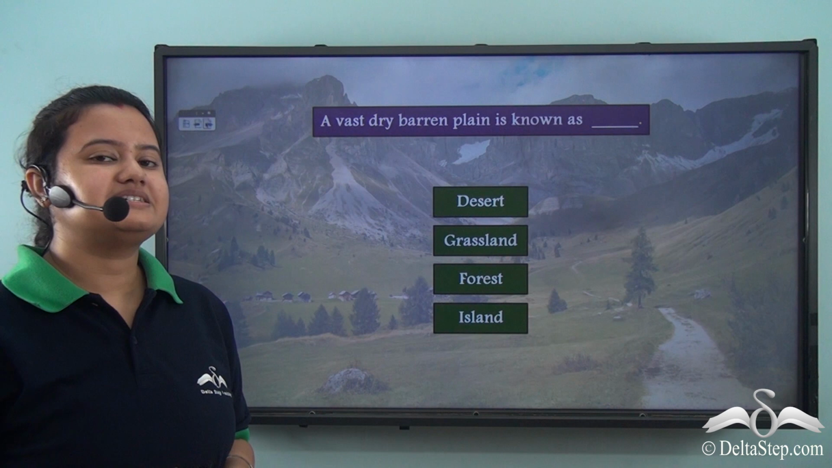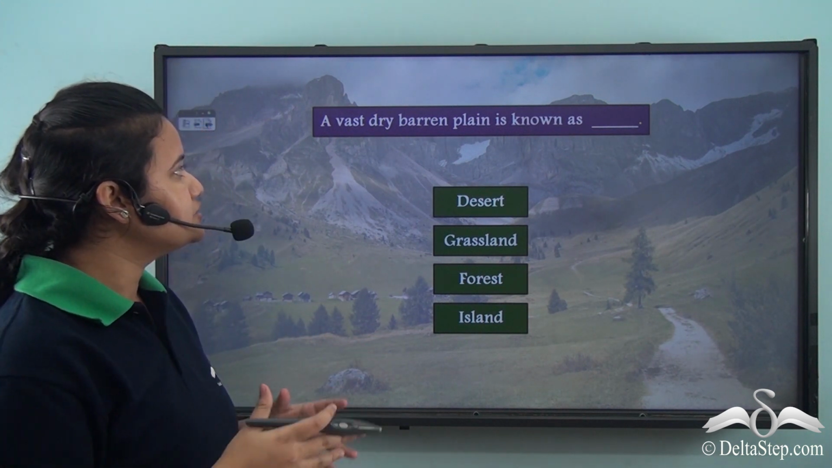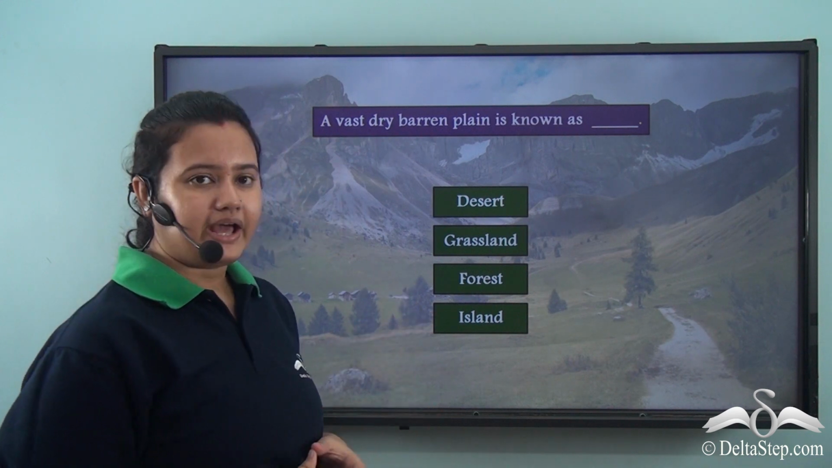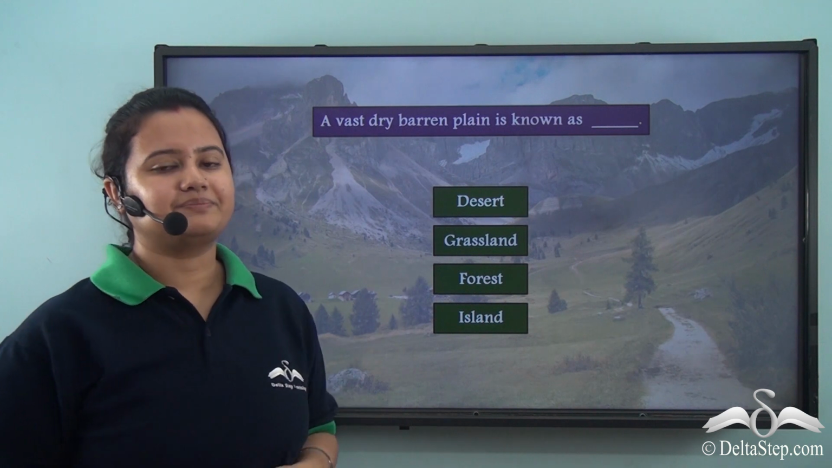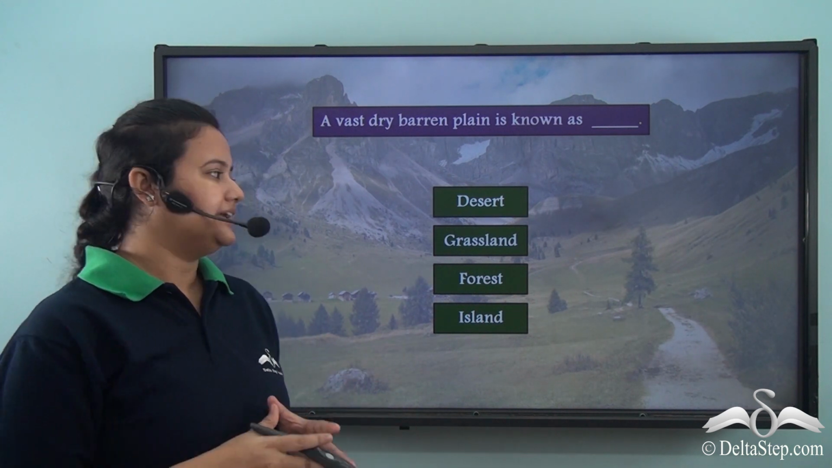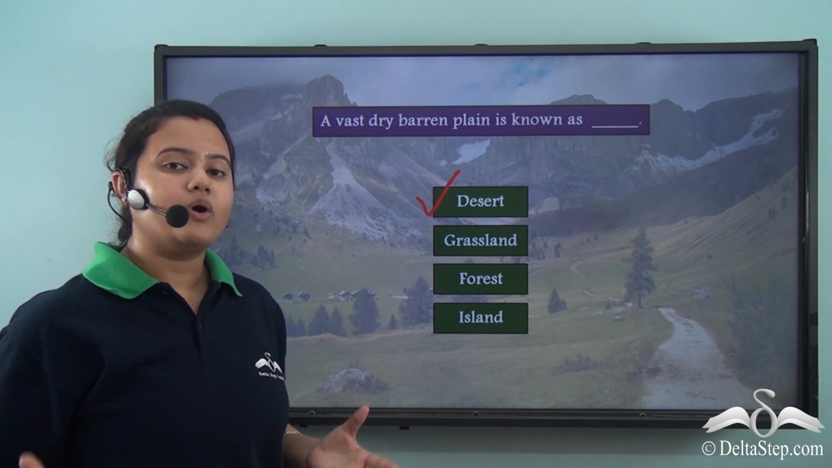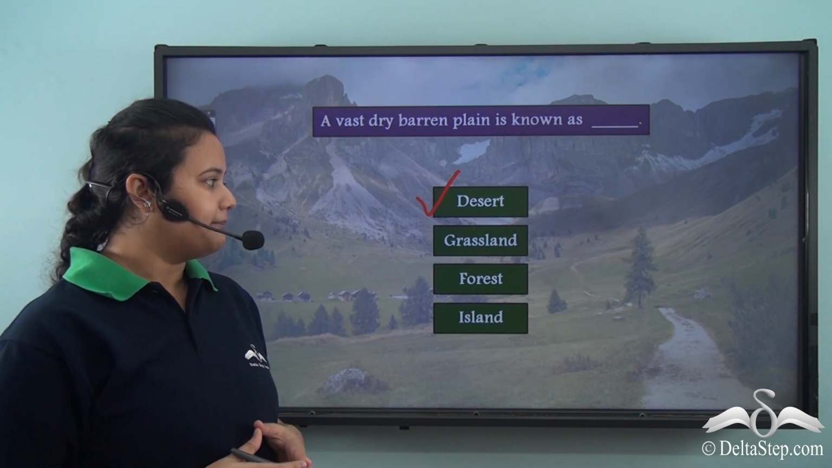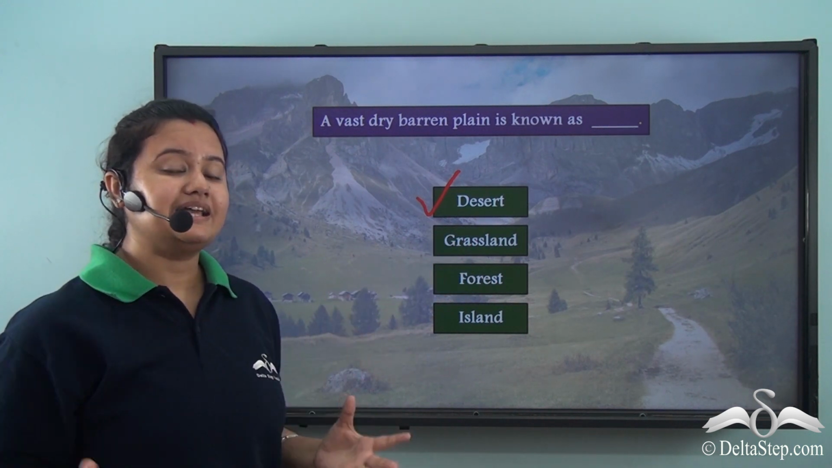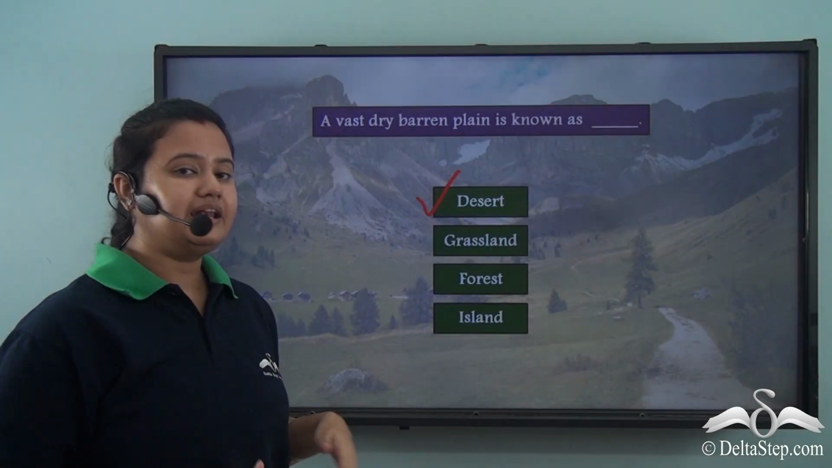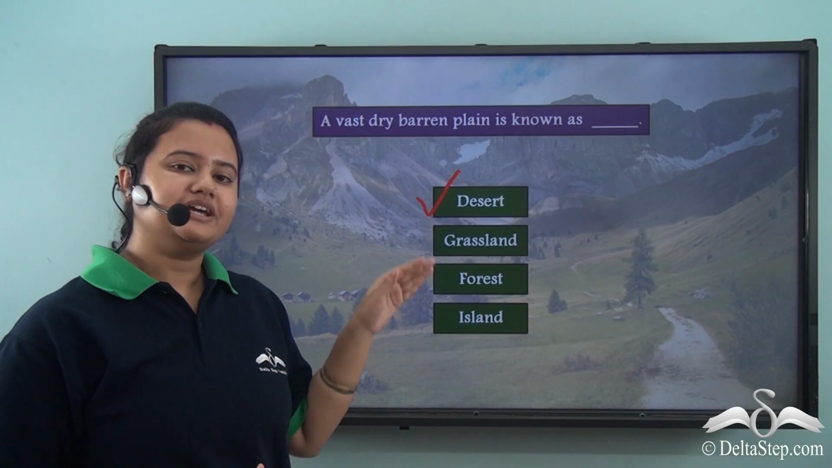Now, before proceeding with our lesson, let us see if we can answer this. A vast, dry, barren plain is known as desert, grassland, forest or island. Well, the correct answer is desert. Desert, as we know, is a vast, dry, barren plain. But grassland is covered with shrubs and forests are densely covered with trees. An island can be a plain or a mountain or a plateau. So, the correct option is desert.